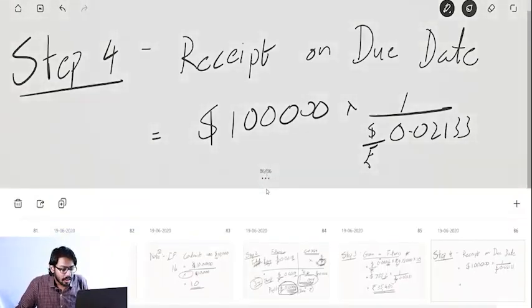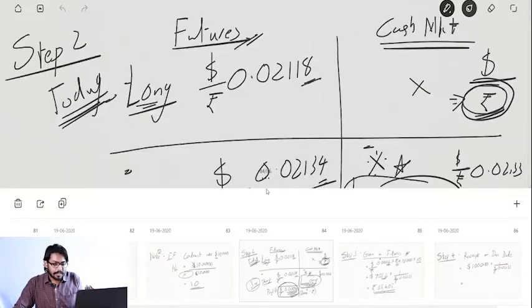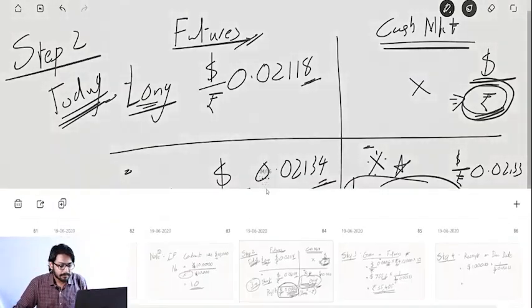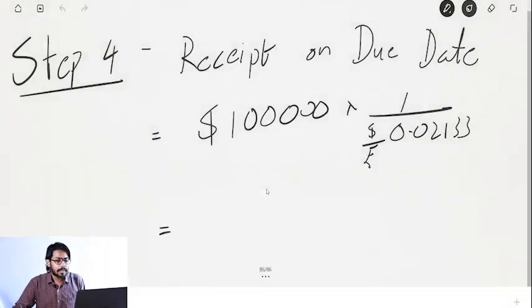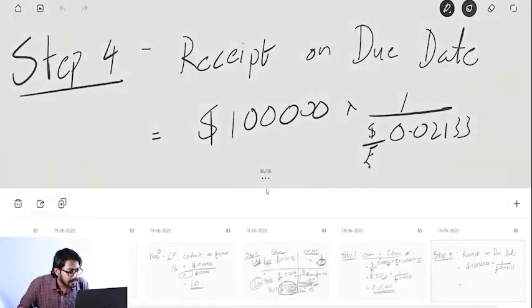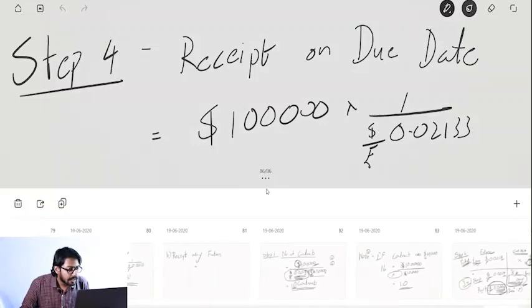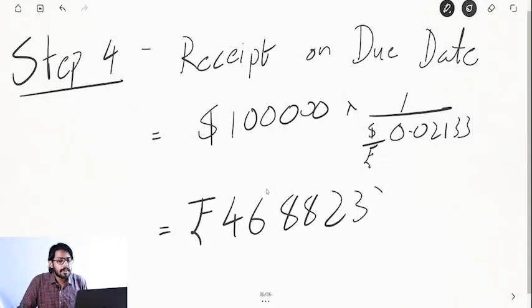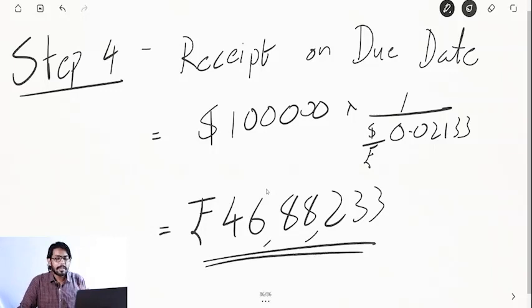See over here, what is the strategy? On the due date, you have to convert. You are receiving dollars, you have to buy rupees. How many rupees are you going to buy? On this spot rate. That's it. No action over here. Cash market, no tension, nothing to worry. Convert dollar to rupee. I think the answer is 46,88,233. How I got it, I won't tell you. It's a secret. You can compute, you will get the same answer. 46,88,233.